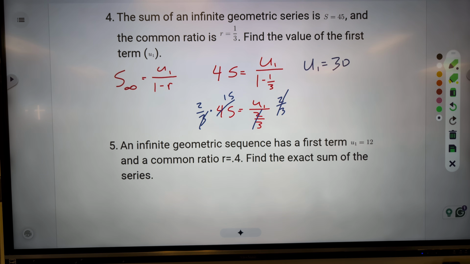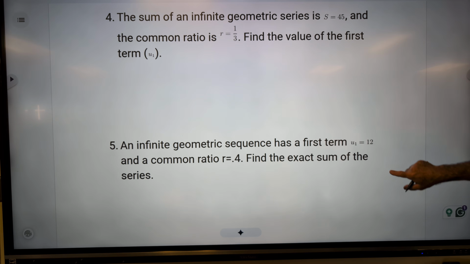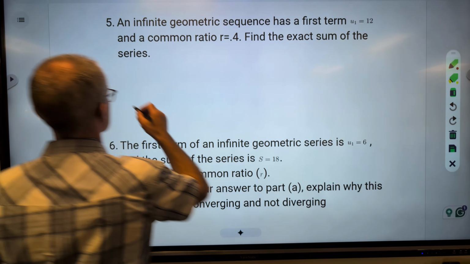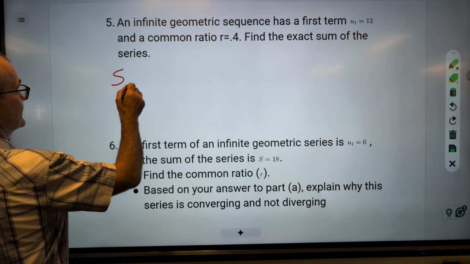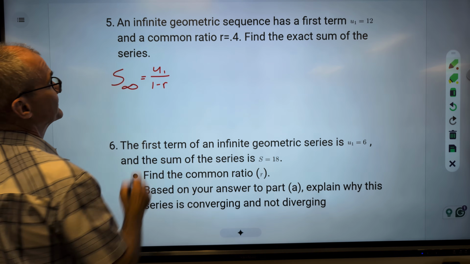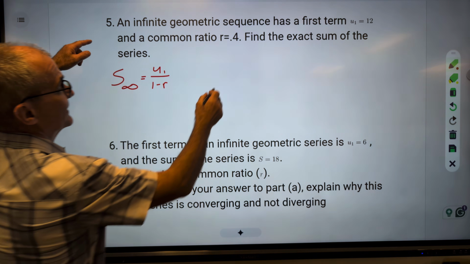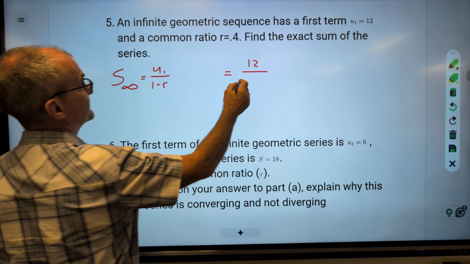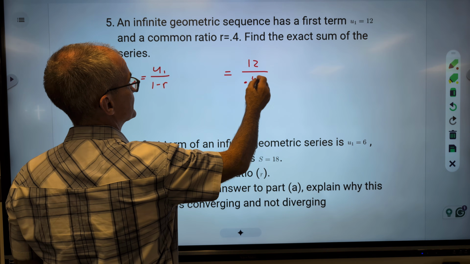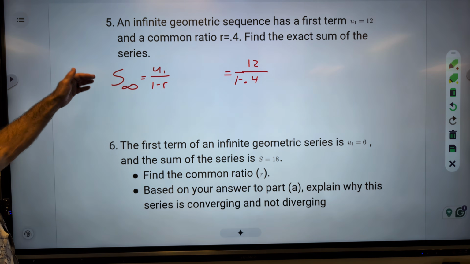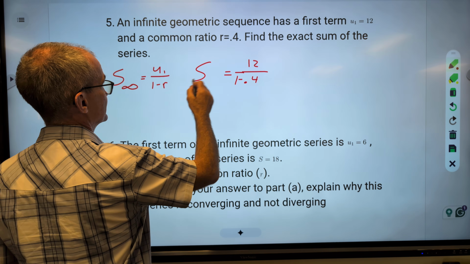Okay, number 5, give this one a try, and then we'll do it together. I'll just move it up a little bit. Okay, infinite geometric series. The sum is equal to the first term over 1 minus that common ratio. Here I have the first term is equal to 12. The common ratio is 0.4. So 1 minus that common ratio. Find the exact sum of the series. So I'm looking for the sum.